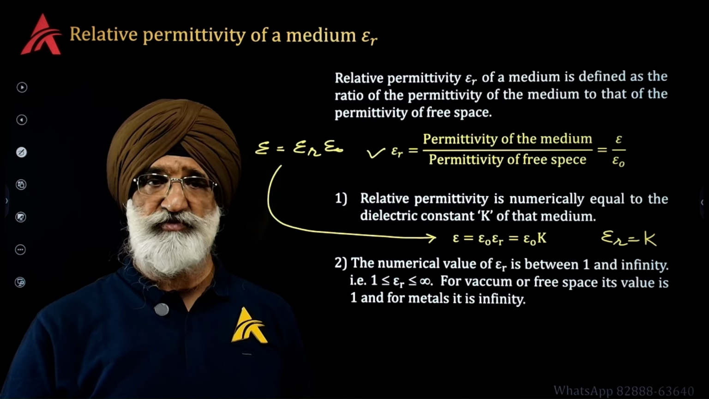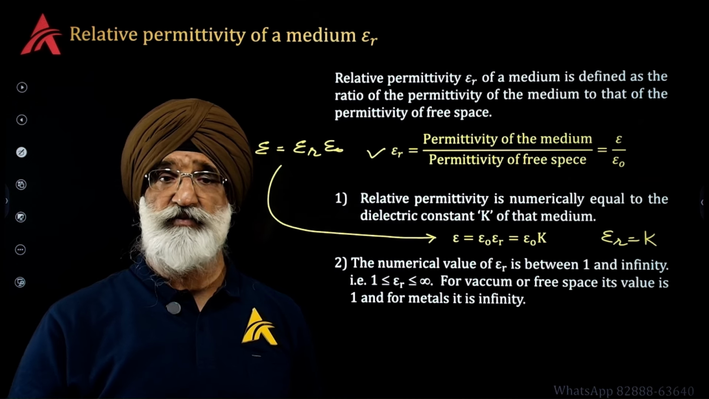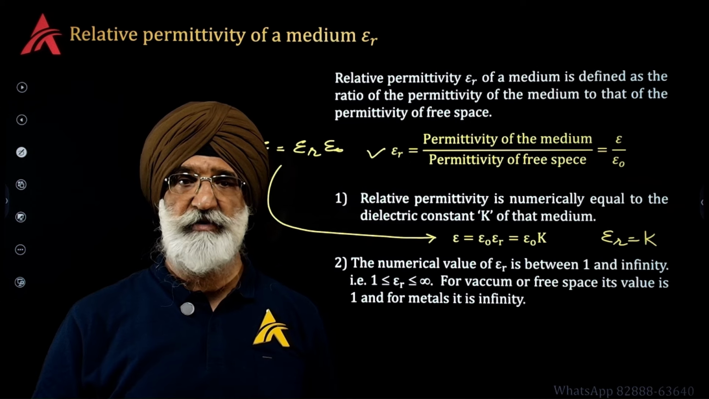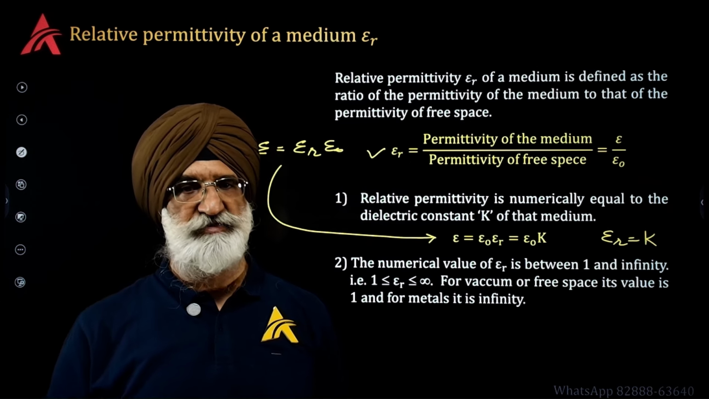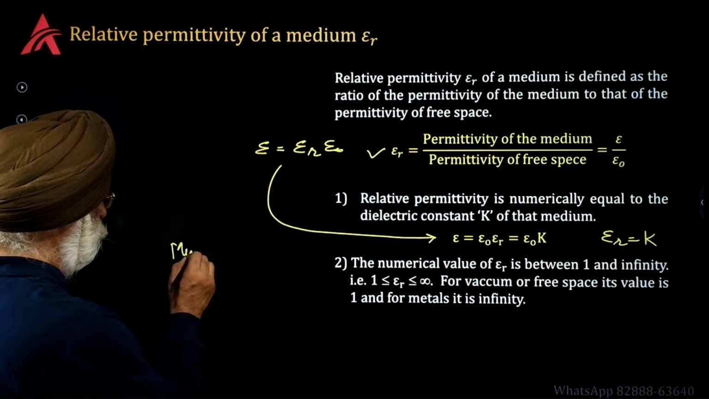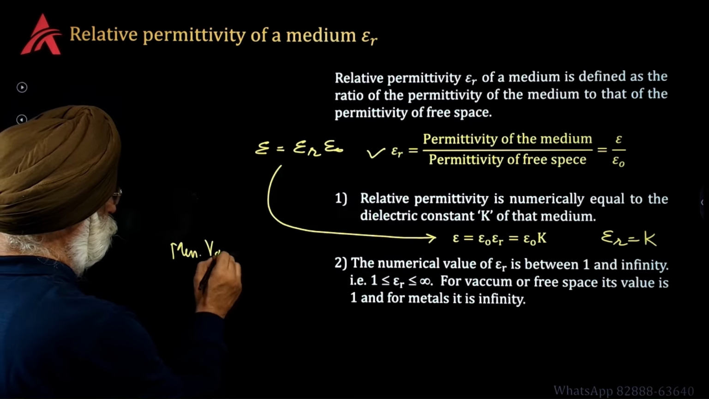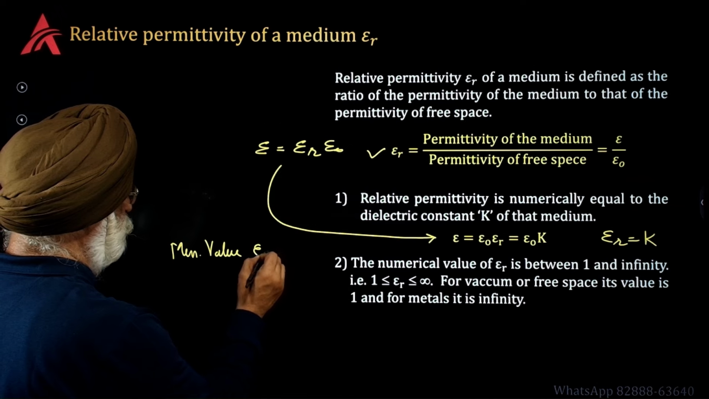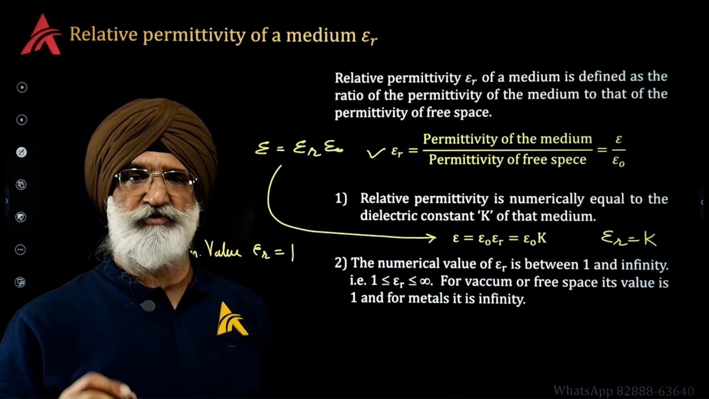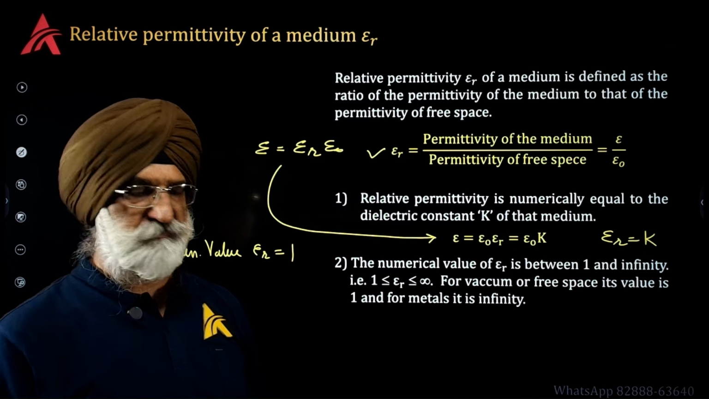Now there is one more thing which is important: what are the values of relative permittivity? What is the minimum value and what is the maximum value? The minimum value of relative permittivity, the minimum value of epsilon r, is equal to 1. The minimum value is for vacuum or free space.